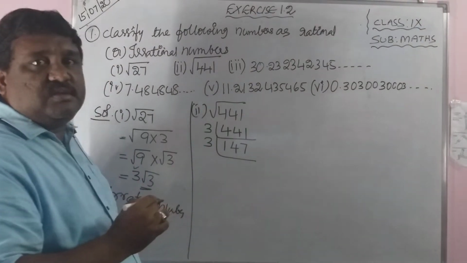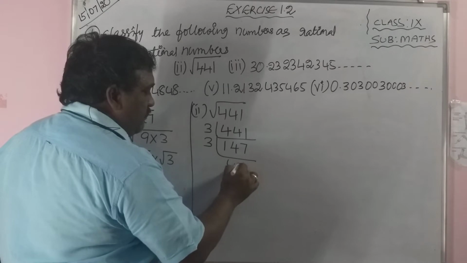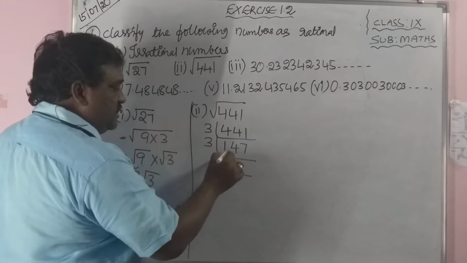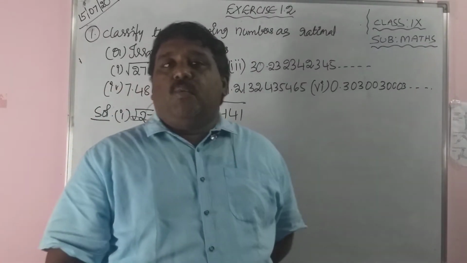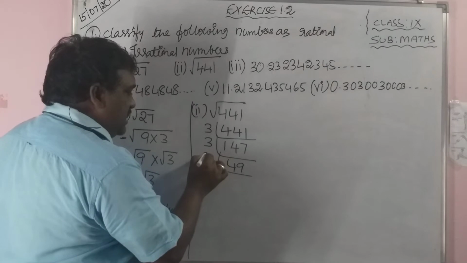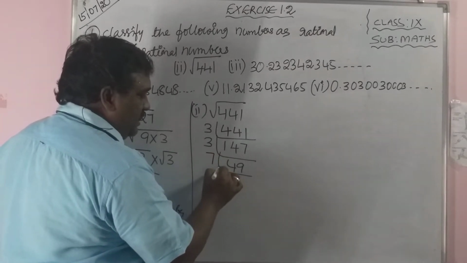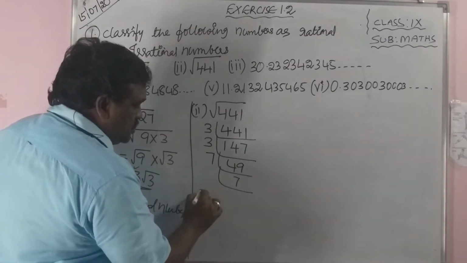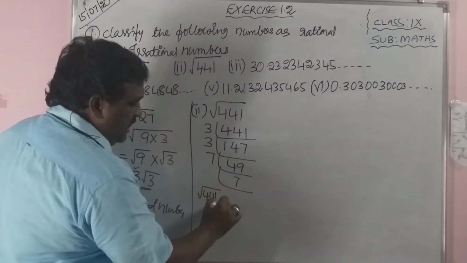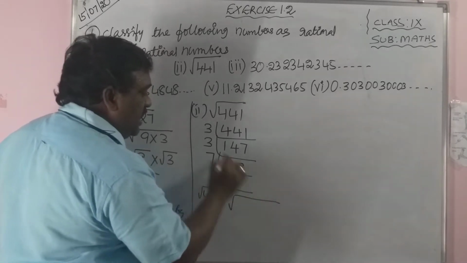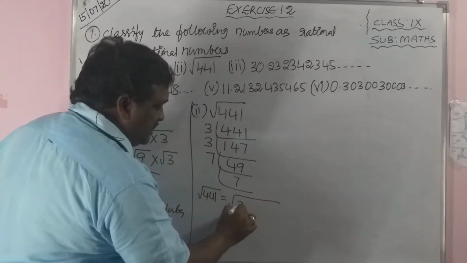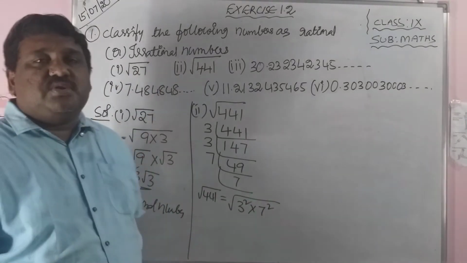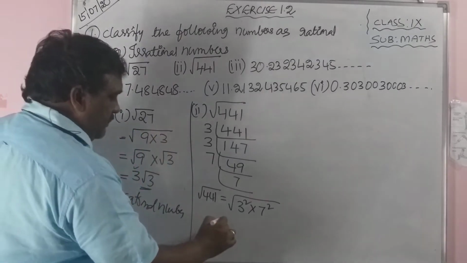Then again 3 table. How many times? 49 times. 49 threes are 147. Then which table? 7 table. 7 sevens are 49. So what we get? Root 441 equals 3 two times, which is a square, and 7 two times, which is a square. Root of 3 square into 7 square.